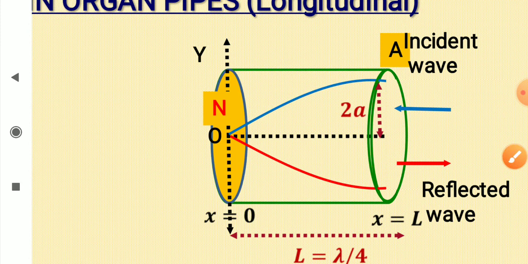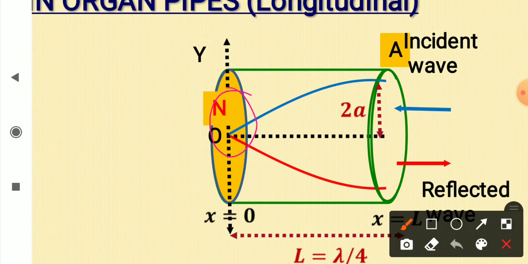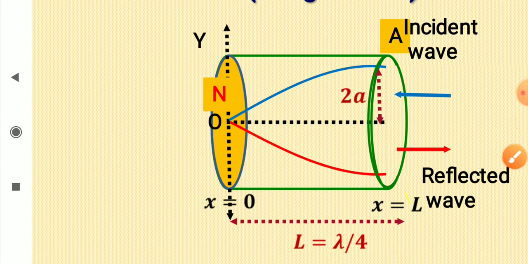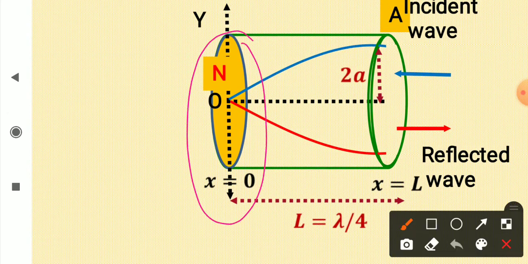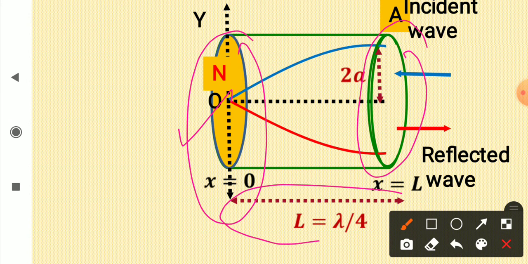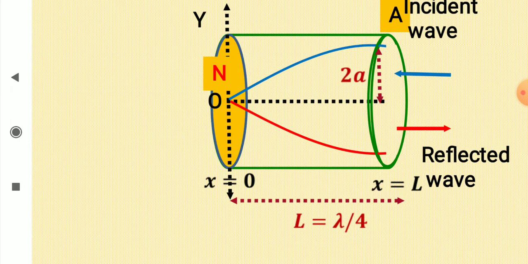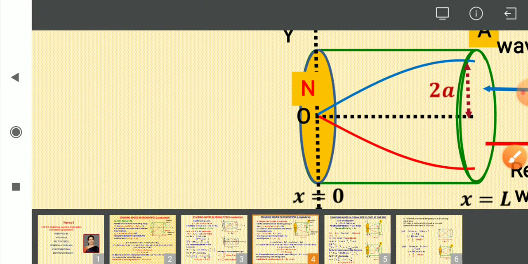And at closed end we will always get node, and at open end we will always get antinode. And the minimum possibility is that here you get a node and here you get an antinode. So this is 1/4 of wavelength. So L is equal to lambda upon 4. This is the minimum possibility.